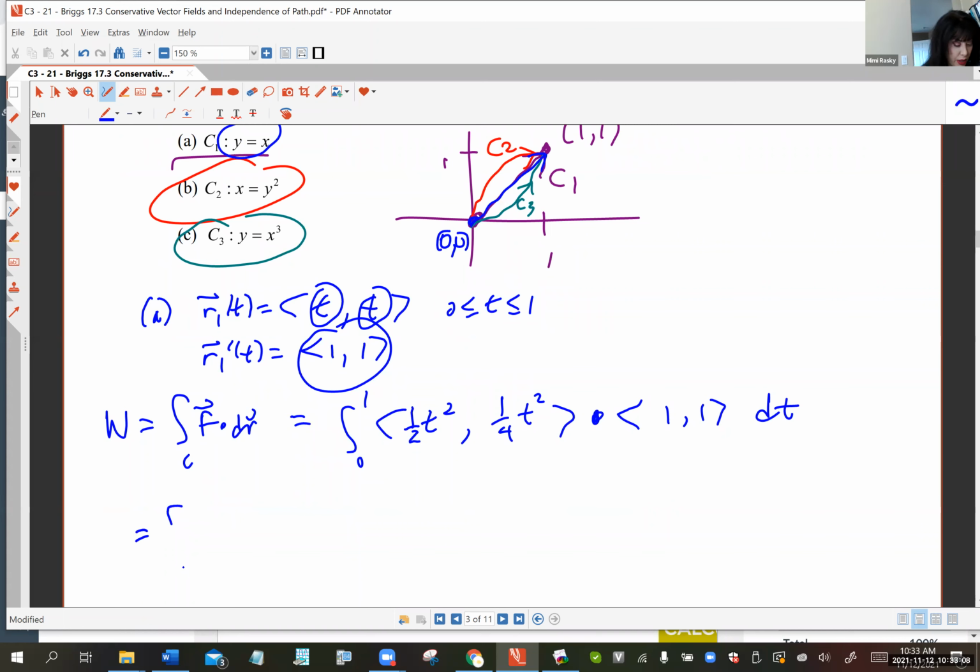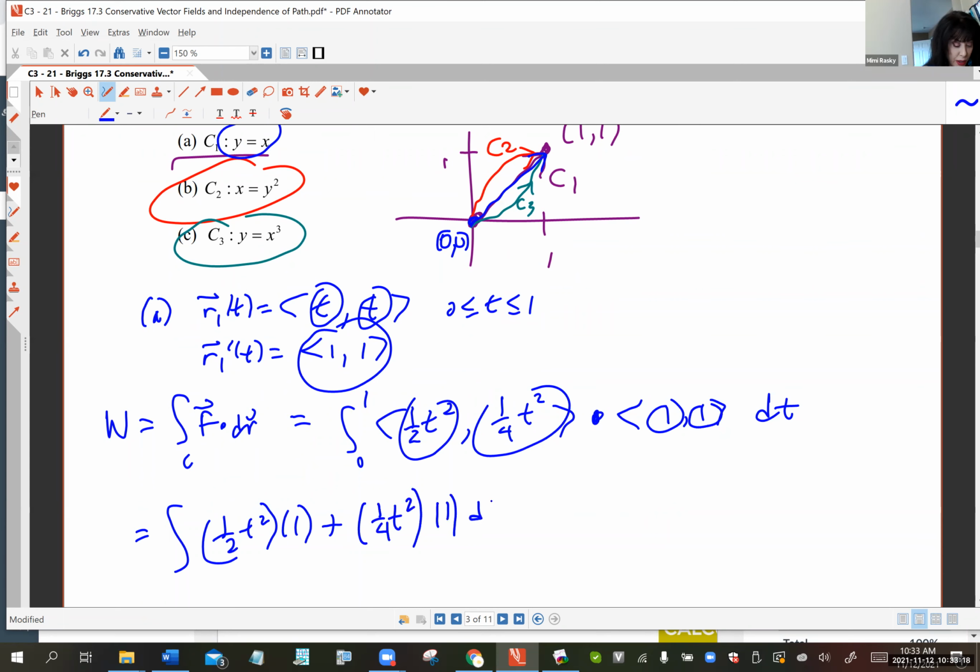And you guys know how to do dot products. You're going to take this guy times this guy, so 1/2 t squared times 1 plus 1/4 t squared times 1. And these are both like terms. So let's just go ahead and add them before integrating. You don't have to, but it makes it easier. I get 1/2 plus 1/4 is 3/4, right?